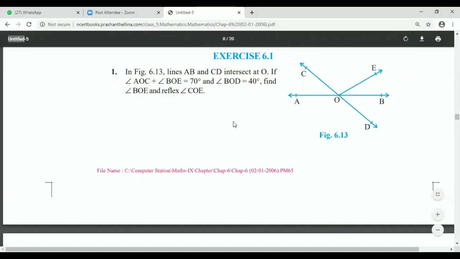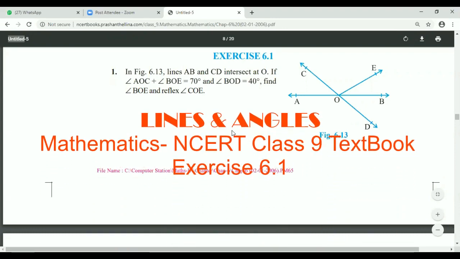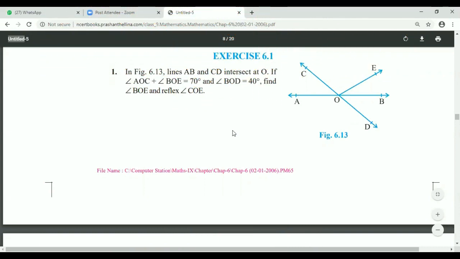Hello everyone. In this video, we are discussing exercise 6.1 of the NCERT mathematics textbook of class 9. That means chapter number 6, first exercise. The chapter name is Lines and Angles. Let's go through the questions. First, this is the first question.